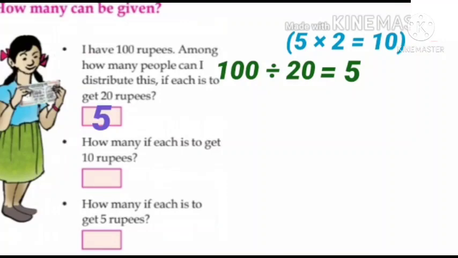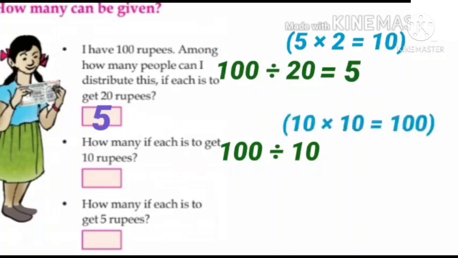Next question. How many people can be given if each is to get 10 rupees? Here we need to divide 100 rupees with 10 rupees each. That is 100 divided by 10. Children, how many 10's are 100? Yes, 10 10's are 100. So 100 divided by 10 is equal to 10. So 100 rupees can be distributed to 10 people, each getting 10 rupees.